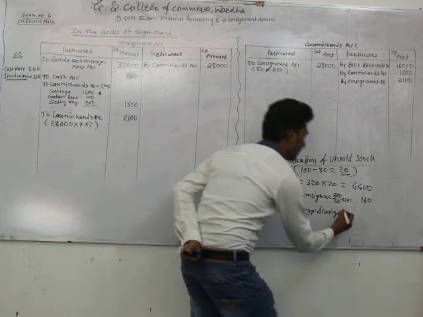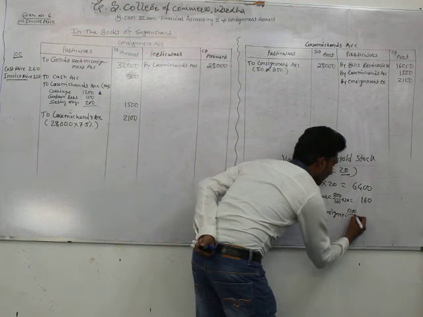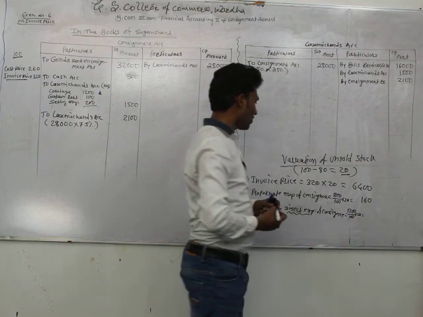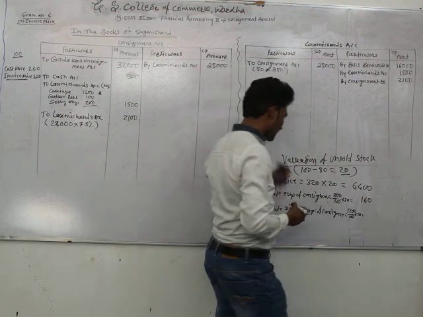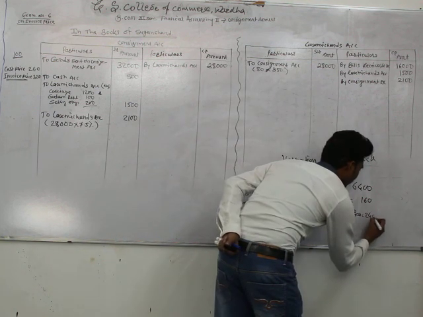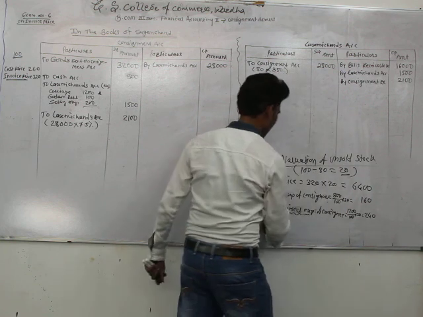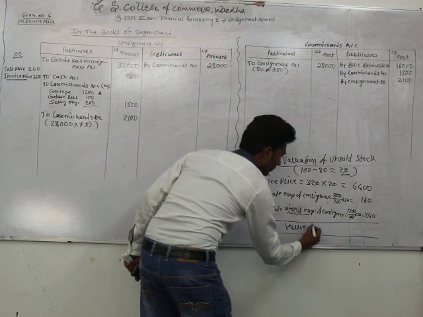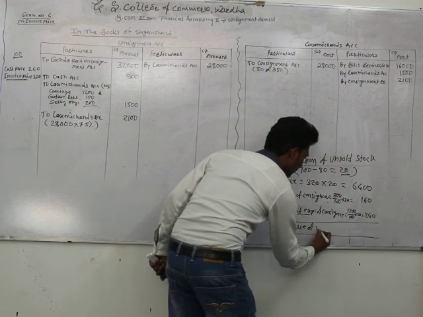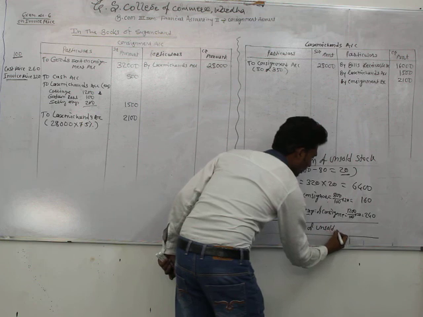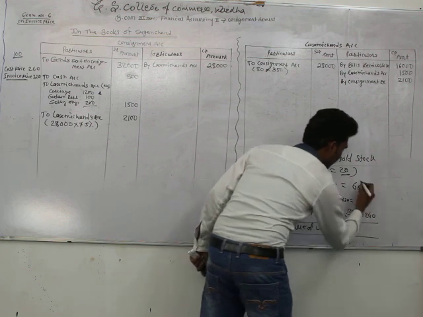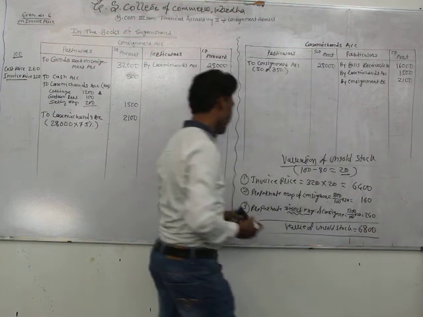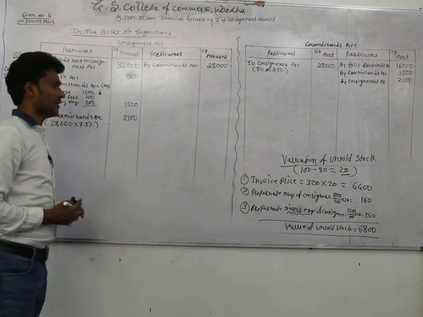So it spent rupees 1,200 for 100 boxes. So for 20, how much amount had it spent? So it spent rupees 240. This is the value of unsold stock. Value of unsold stock, rupees 6,800. Okay, 6,800.